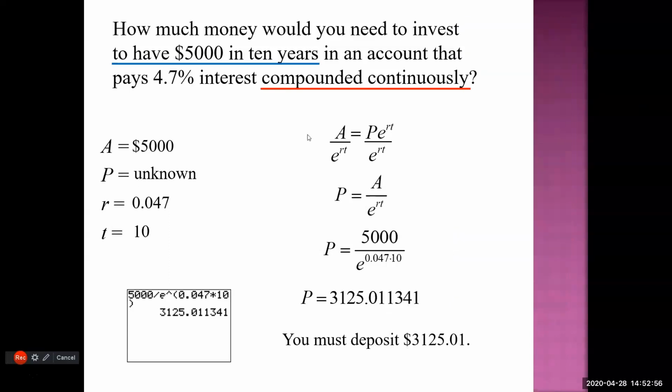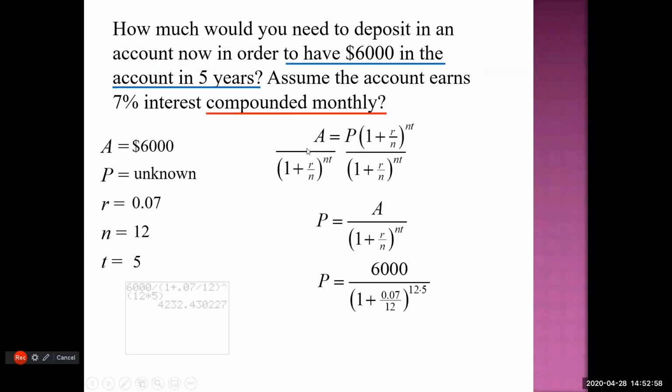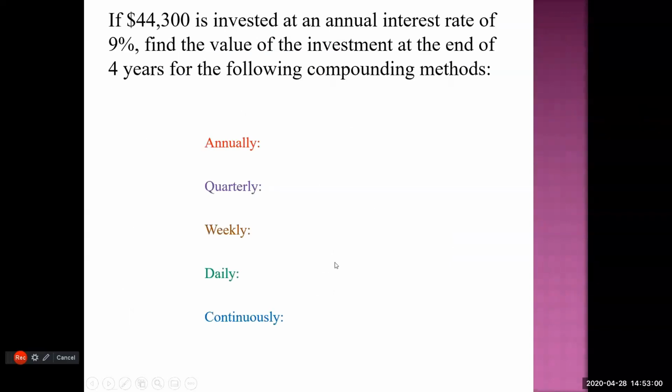Okay, so your question number 20 will be similar to this. You're just basically doing the same thing over and over, finding the value of your investments. You find A at the end of 4 years using annually, quarterly, weekly, daily, and continuously. So it's the same formula, and the only difference is the N value changes. So I'll show you that.